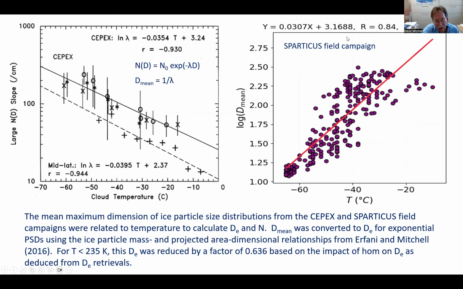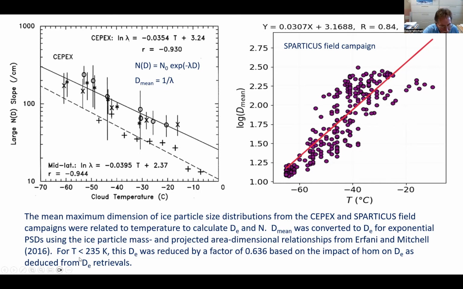And then for the mid-latitudes, we use the Spartacus field data. And this is a plot of the mean size distribution dimension versus temperature. And it shows here how the mean maximum dimension of the size distributions were related to the temperature. D mean was converted to the effective diameter for exponential size distributions using the particle mass and projected area dimensional relationships from the Erfani and Mitchell paper.